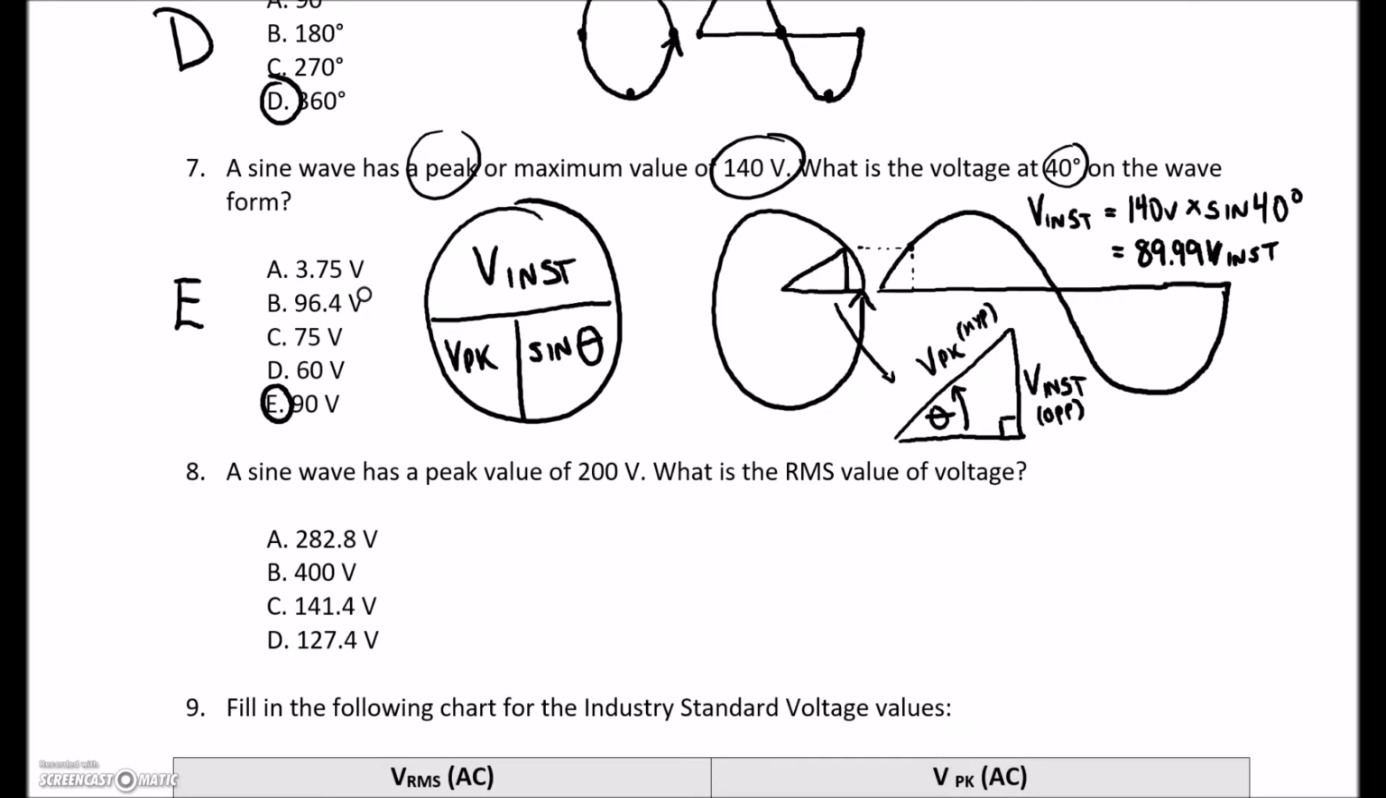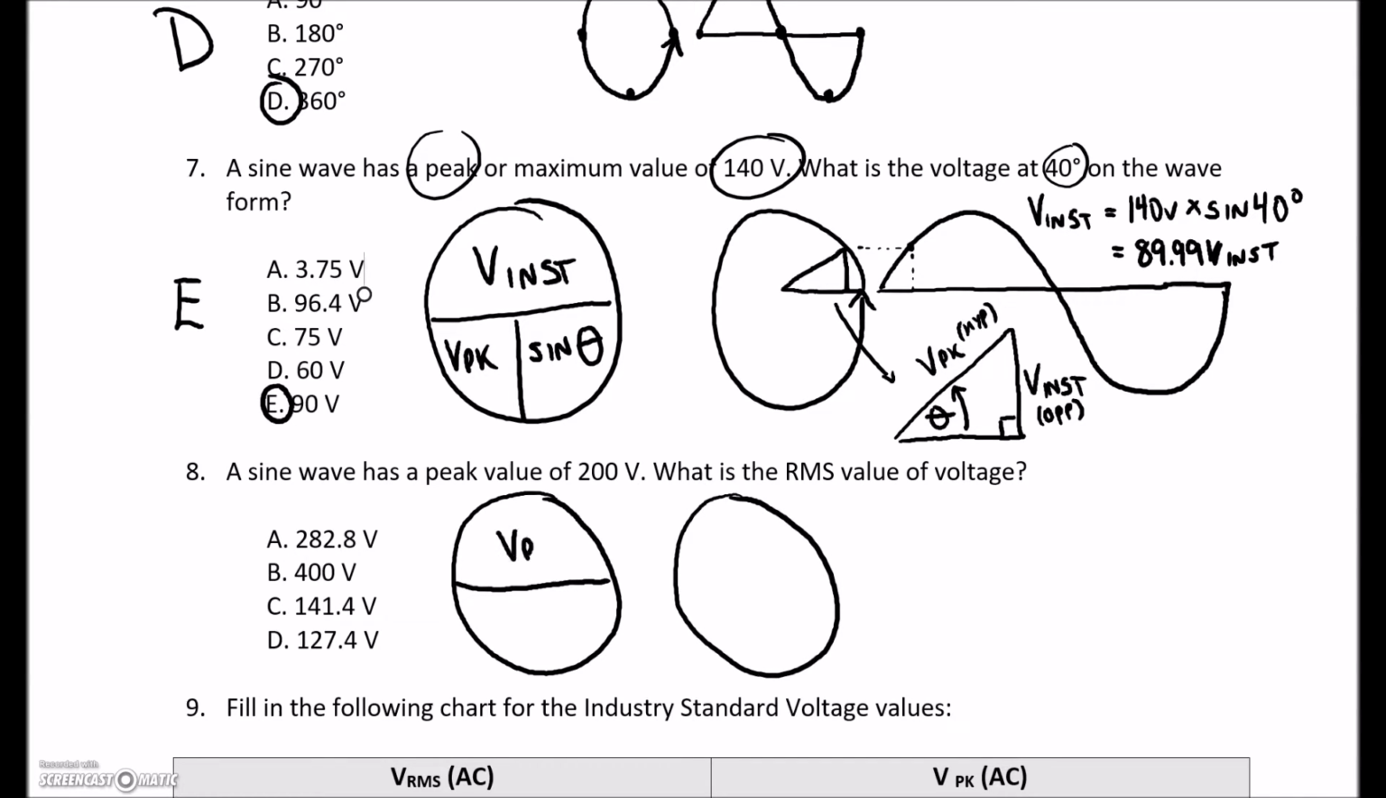A sine wave has a peak voltage of 200 volts. What's the RMS value of voltage? All right, well, let's do that equation in another Ohm's law chart again. So again, we can use either one of these equations. We can use the fact that we know that our V peak is equal to our VRMS, and we're going to multiply that by 1.414.